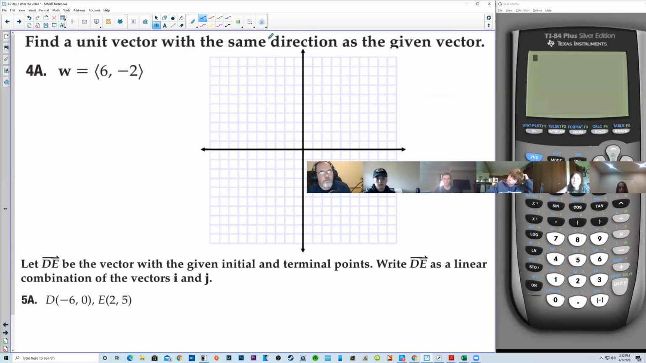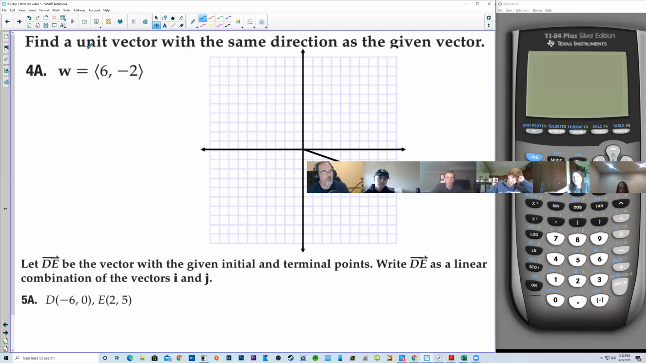Find a unit vector with the same direction as the given vector. So the vector is (6, -2). 1, 2, 3, 4, 5, 6, -2 down here. And I'm going to cheat a little bit. There it is right there.